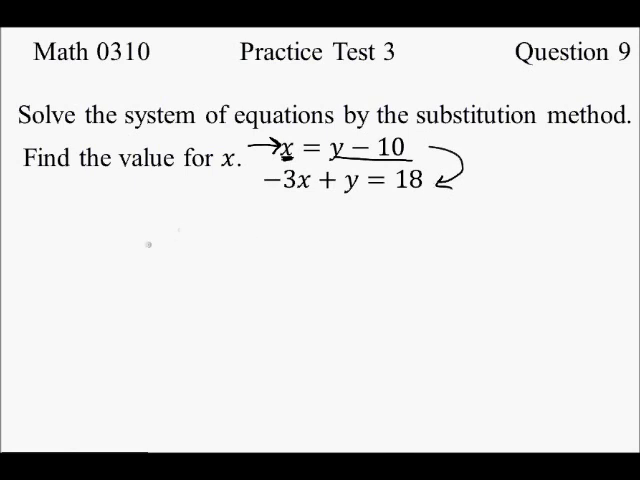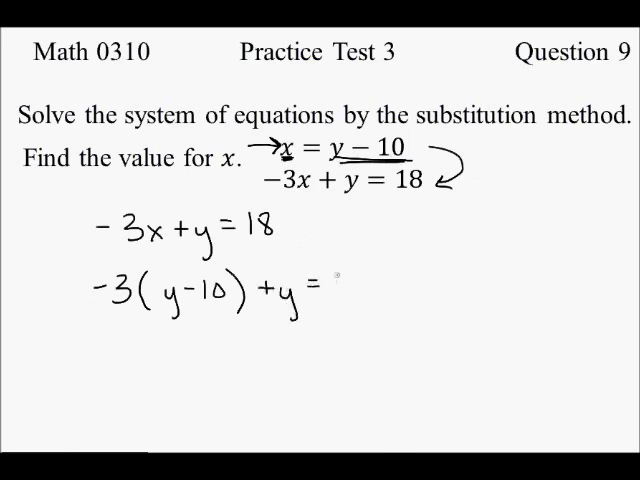We have negative 3x for our second equation plus y equals 18. We already know what x is from our x substitution up here, so that means negative 3 times x. I'm going to plug in y minus 10 for x. That's what our top equation tells us: x is y minus 10. Plus y equals 18. And now we need to distribute.